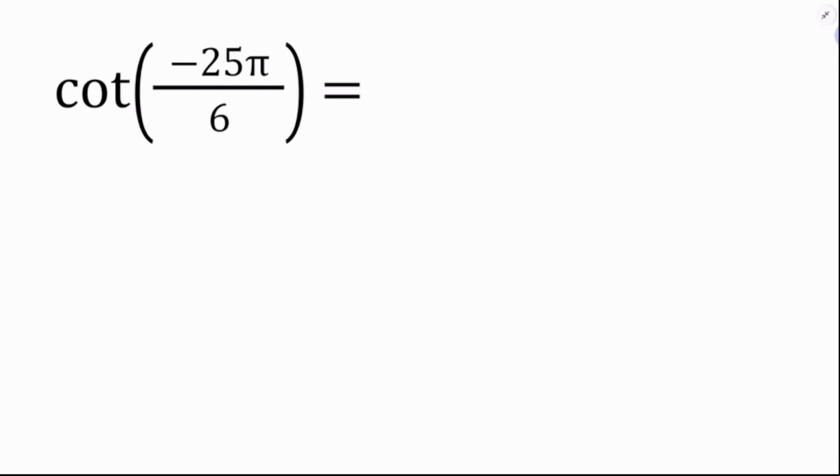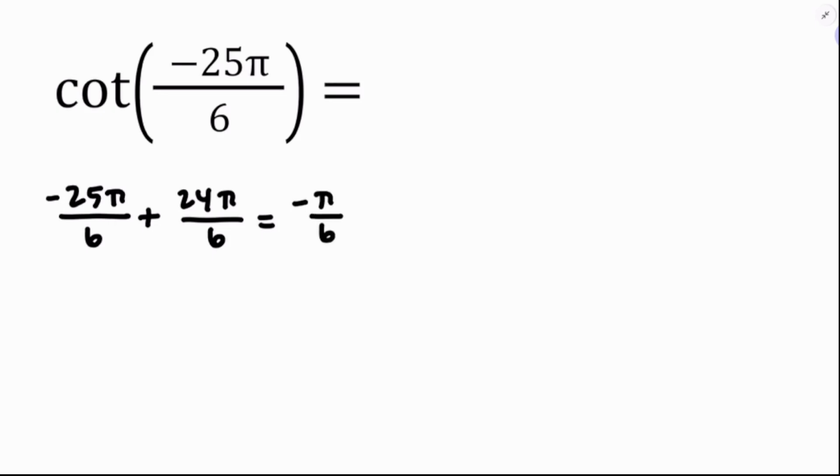Right, cotangent of negative 25 pi over 6. All right. What I'm going to do is add a multiple of 2 pi. I know that 24 pi over 6 would be 4 pi. So I'm going to add 24 pi over 6 to get a coterminal angle. That'd be just going forward 2 rotations. Now I would get negative pi over 6. And that's going to be good enough for me. I can work with negative pi over 6.